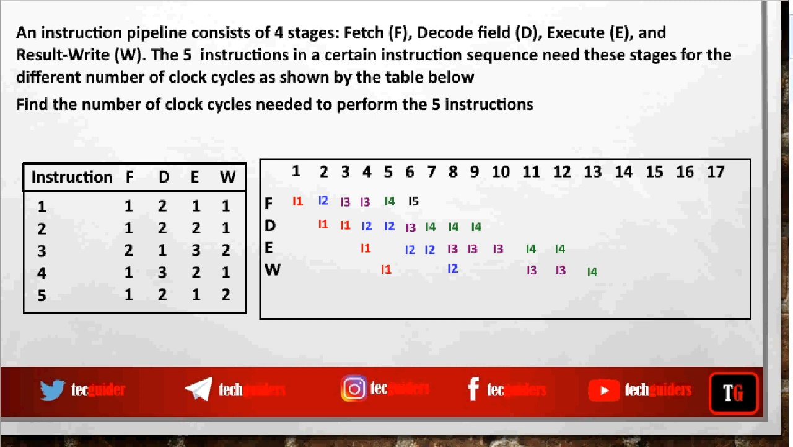And I5 is fetched at the 6th clock cycle. When the decode unit is free, I5 moves to the decode stage for 2 cycles. When the execute stage is free, I5 moves to the execute stage for 1 cycle, and finally writes back for 2 cycles. So we will take 15 clock cycles to complete the processing of these 5 instructions.